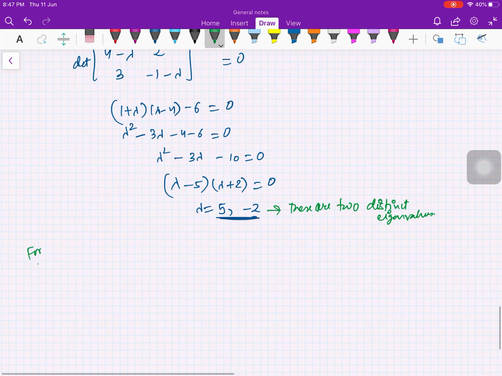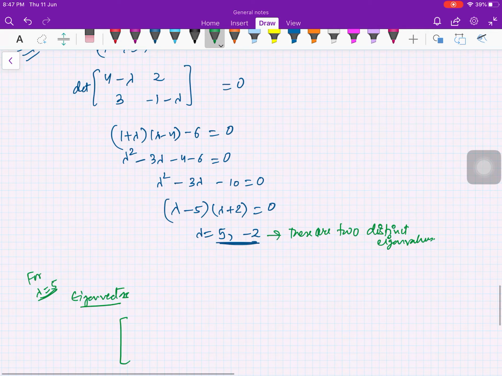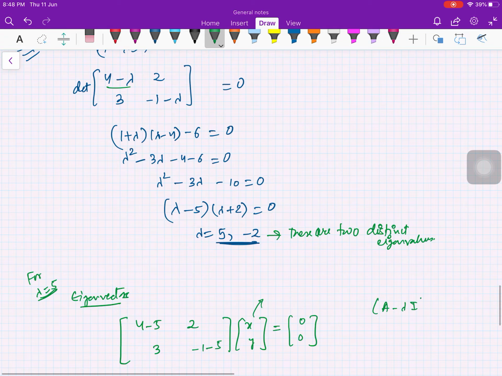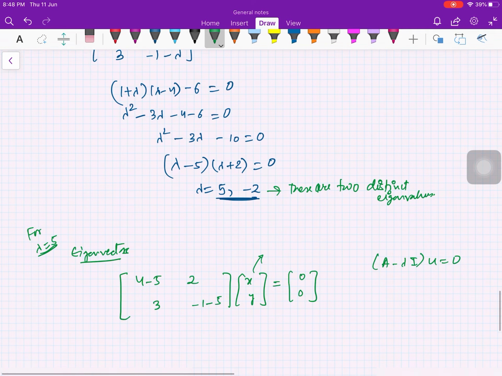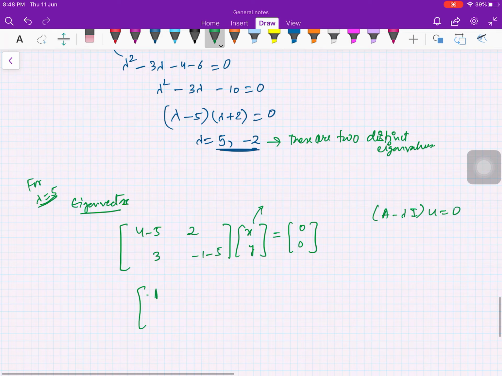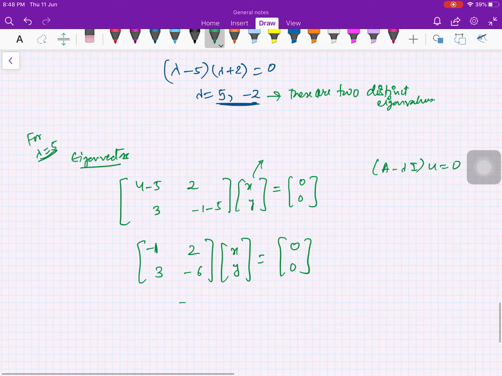Fine. Now for lambda equal to 5, let us find out the eigenvectors. You put lambda equal to 5 here, you'll get the matrix [4 minus 5, 2; 3, minus 1 minus 5] times (x, y) equal to (0, 0), because eigenvectors will be solutions of this equation. So here you'll get [minus 1, 2; 3, minus 6] times (x, y) equal to (0, 0).